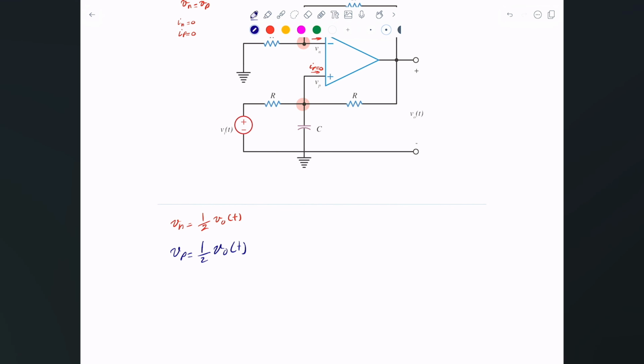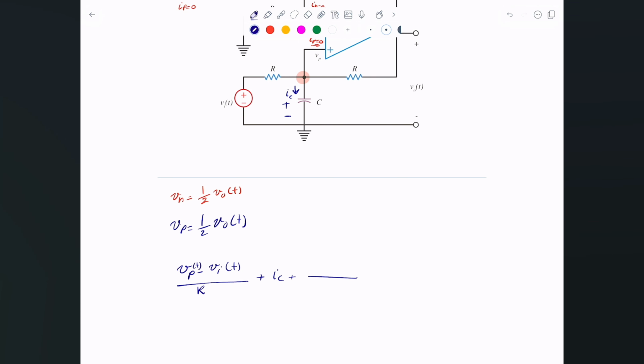The nodal equation at the second point will be Vp minus Vi, and all of them are functions of t, divided by R, plus I'll call this here Ic, plus Vp(t) minus Vout(t) divided by the same R. This is basically the current leaving in here. So I wrote one current in here, one current in here, one current in here. Of course, we ignore the current in the last one because nothing goes into the ideal operational amplifier. We say this is 0.